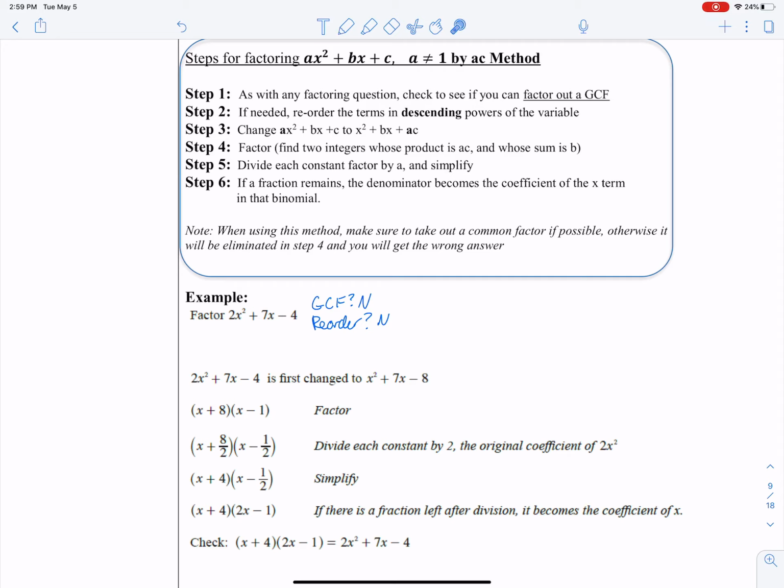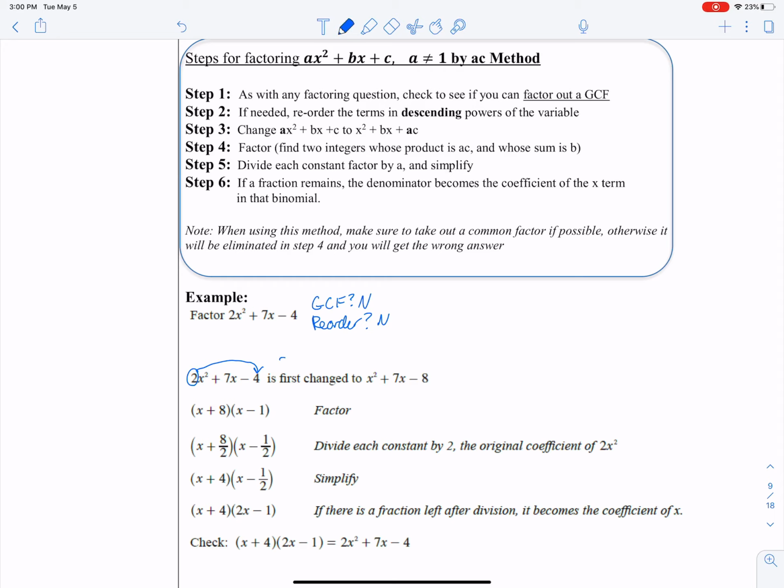Next step, so this is something new. We're going to change the ax squared plus bx plus c to be x squared plus bx plus ac. So what we're going to do is circle whatever is in front of our x squared. This is a very important step because people often forget this later. You're going to circle it and draw an arrow to your c. So this is your a and this is your c. You circle your a value and draw an arrow to your c value. And then you multiply those two numbers together.